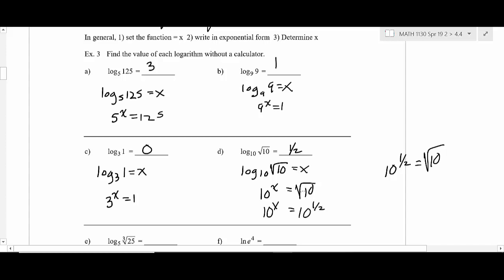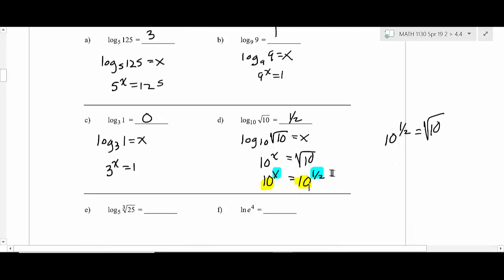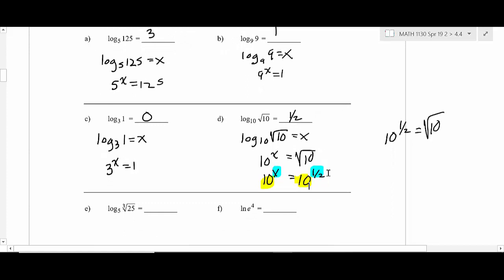You could just change that square root of 10 to the 1/2. And then it's kind of like what we were doing at the end of the last section. I said if the bases are the same, then so are the exponents. So when these problems get more complicated to manage in your head, you're going to use that idea that we did at the end of 4.3 quite a bit. Okay, any questions so far?